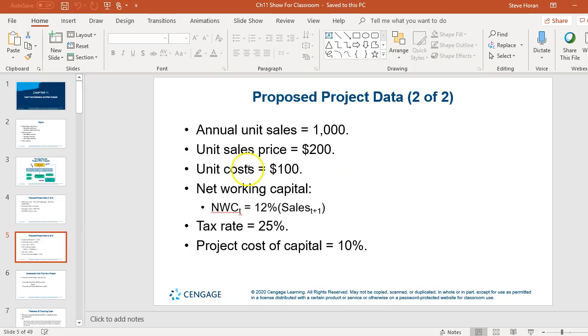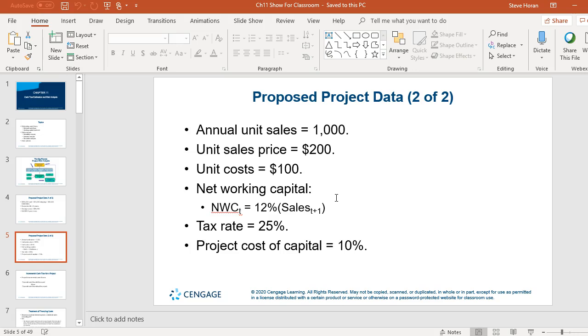And then whatever this machine makes, we're going to sell 1,000 units per year. The sales price will be $200 per unit. Our cost will be $100 per unit, plus we need to invest in net working capital, which is 12% of sales. So remember what working capital is. It's your current assets minus your current liabilities.